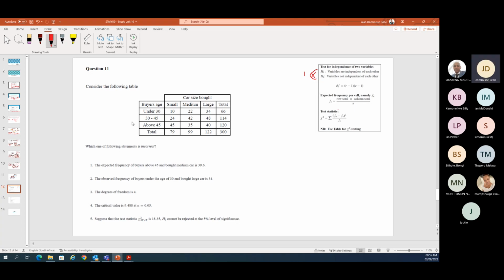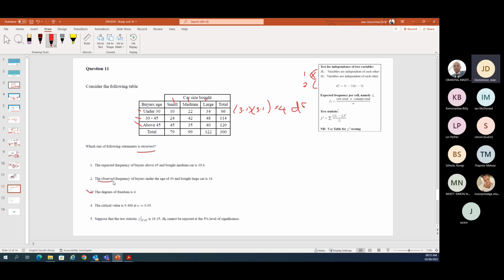Okay, degrees of freedom. How many rows are there? 1, 2, 3. How many columns? 1, 2, 3. So 3 minus 1 times 3 minus 1 is 4. So the degrees of freedom is 4. Correct. We're looking for incorrect, so unfortunately not. Okay, but we've done the second one.